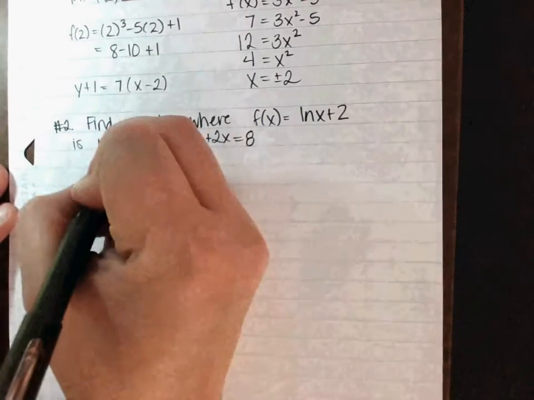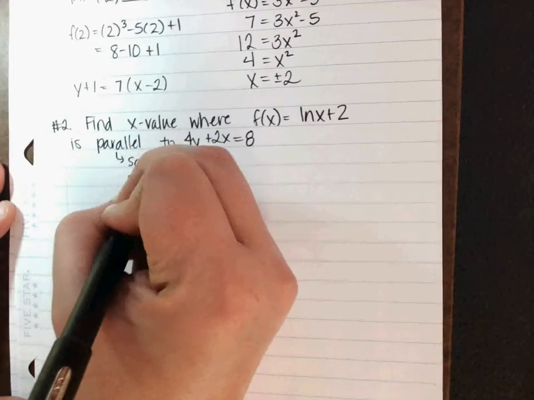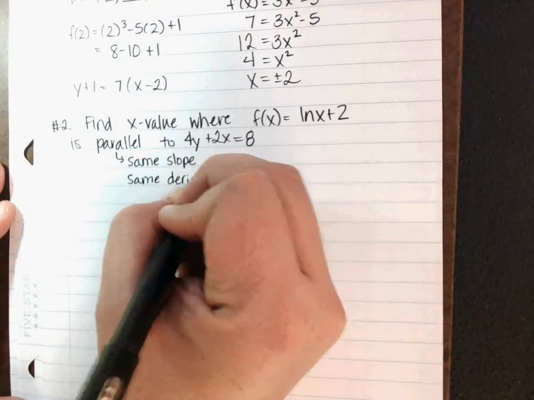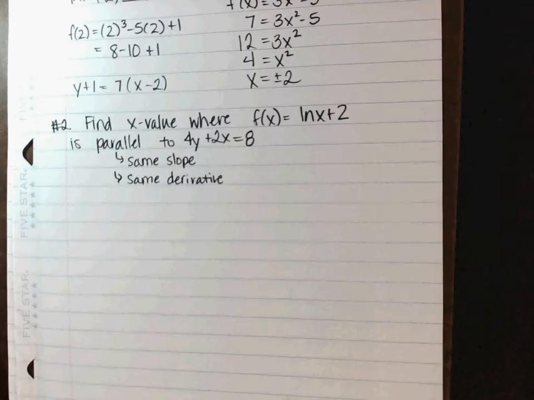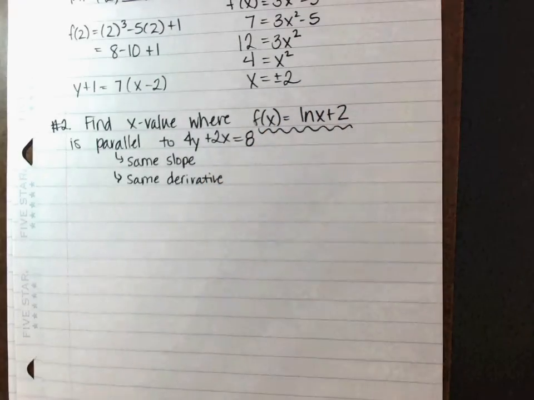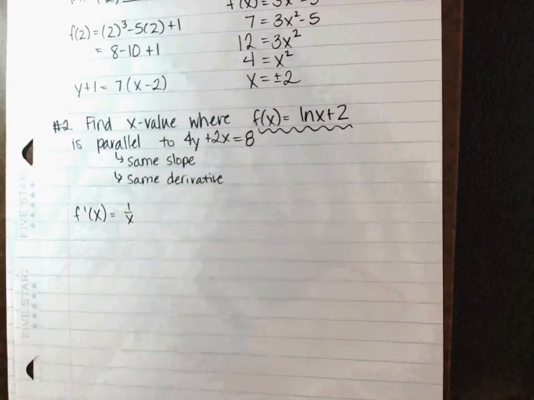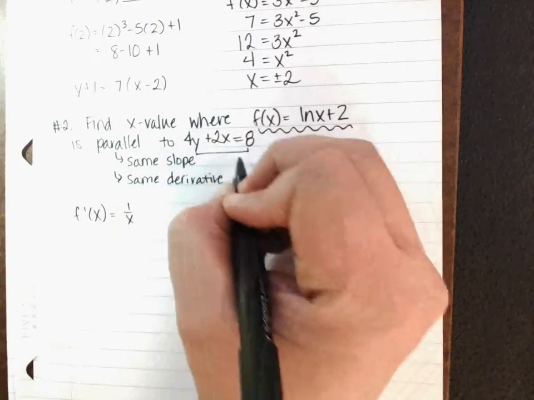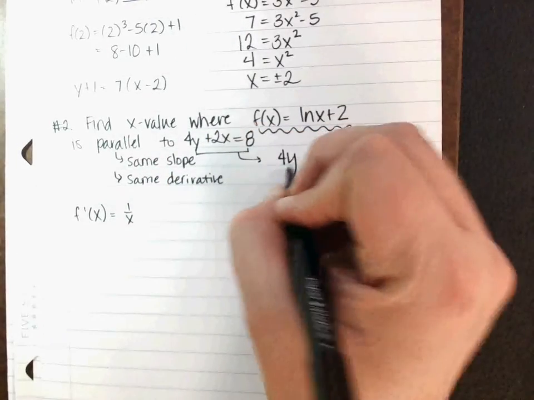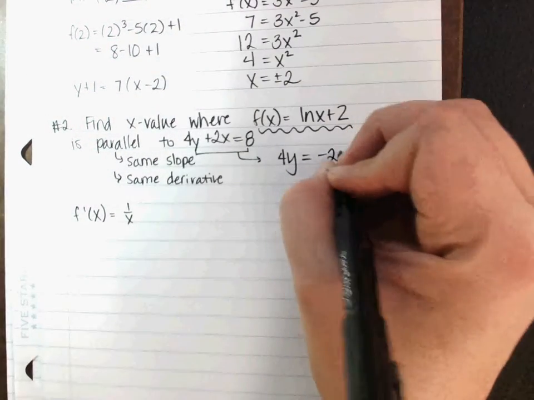Parallel lines have the same slope, and in calculus that means they have to have the same derivative. So our game plan is to take the derivative of both functions and then set them equal to each other. First, the derivative of ln x. Hopefully we remember ln x has a rule. It's 1 over x. Now look at my line. It's all jumbled up, but we can fix it. 4y equals, we have to get y by itself. I take the 2x, move it across. Now it's negative 2x plus 8.